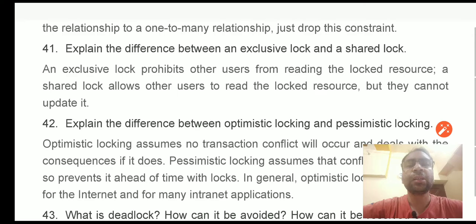So basically, an exclusive lock allows a lock on the reading and on the writing on a resource. If an exclusive lock is acquired on a resource, then no other transaction can perform a reading or writing operation on that resource. On the other hand, if a shared lock is applied on a resource, then no other transaction can perform a write operation on it, but other transactions can perform read operations.